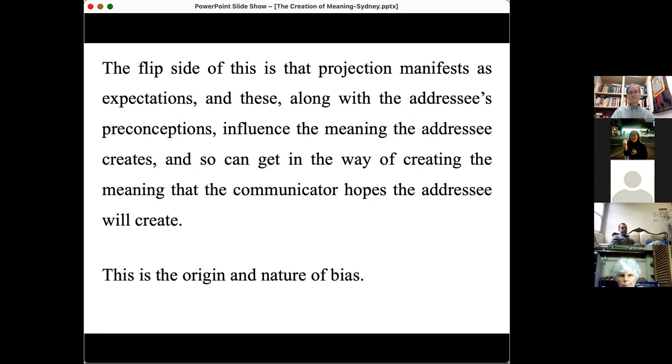analysis more generally. Now, the flip side of this is that projection manifests as expectations, and these, along with the addressee's preconceptions, this original knowledge base, influence the meaning the addressee creates, and so can get in the way of creating a meaning that the communicator hopes the addressee will create. And this is the origin and nature of unintended bias. So a lot of times we just do not understand something because we assume it means one thing because of our expectation, when actually it means something else, or it's intended to mean something else. So this happens quite a lot.